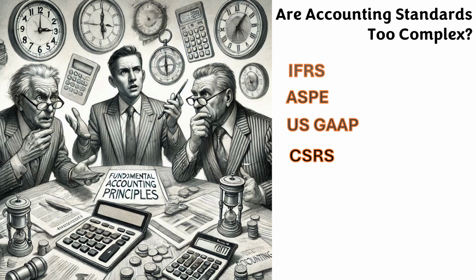These include 1. International Financial Reporting Standards, 2. Accounting Standards for Private Enterprises, and 3. U.S. Generally Accepted Accounting Principles. This doesn't include the reporting requirements for non-profit organizations, nor does it include the proliferation of assurance standards.